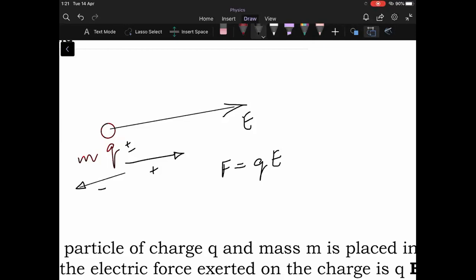Remember the definition of electric field: it is the force experienced by a unit positive charge, right? So in this case, we have kept q. If I multiply this with q, this will cancel out and I'll get the force, right?